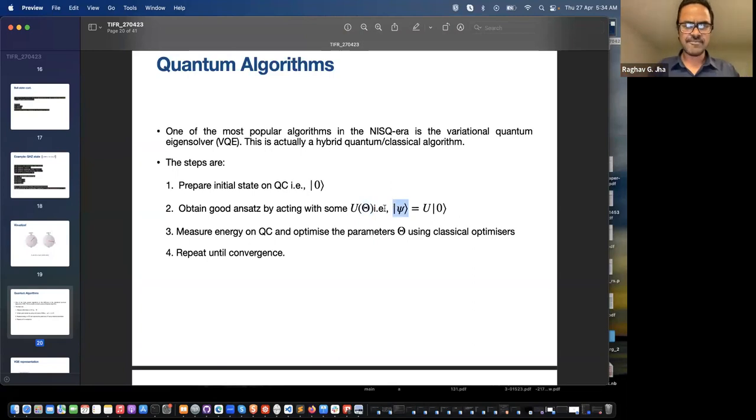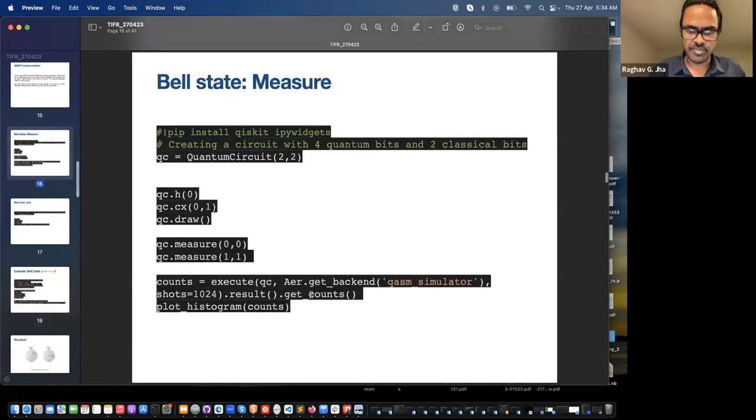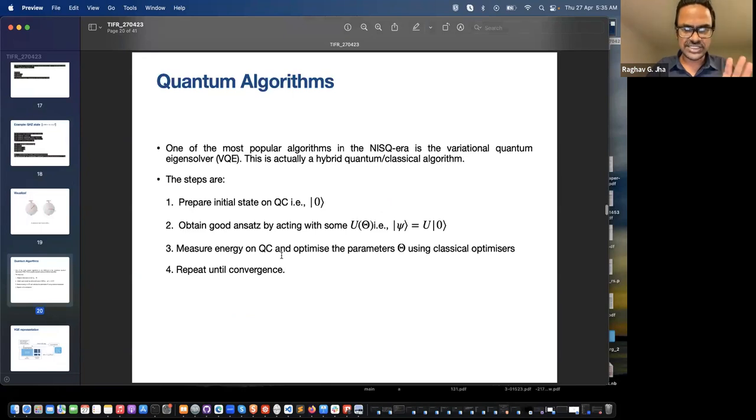Now, once we have this psi, we measure the energy on a quantum computer. It's very similar to how we measured the state here, right? The state we measured was half the time 0, 0, half the time 1, 1, and we did the measurement here. So the basic idea is very similar. We measure the energy on this state psi, and then optimize the parameters theta using classical optimizers. This is where the classical part of the algorithm comes in. The state preparation is on quantum, measuring is on quantum, but optimizing is not on quantum, because we don't know of good quantum optimizer algorithms as of now.